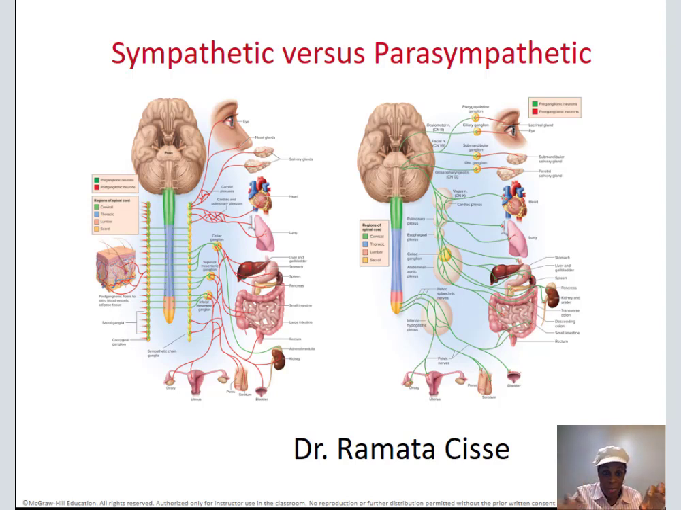The nervous system is divided into the central nervous and peripheral nervous system. The brain, spinal cord, and all the peripheral. Now, when the target organ is a viscera, an internal organ, it's called autonomic nervous system.